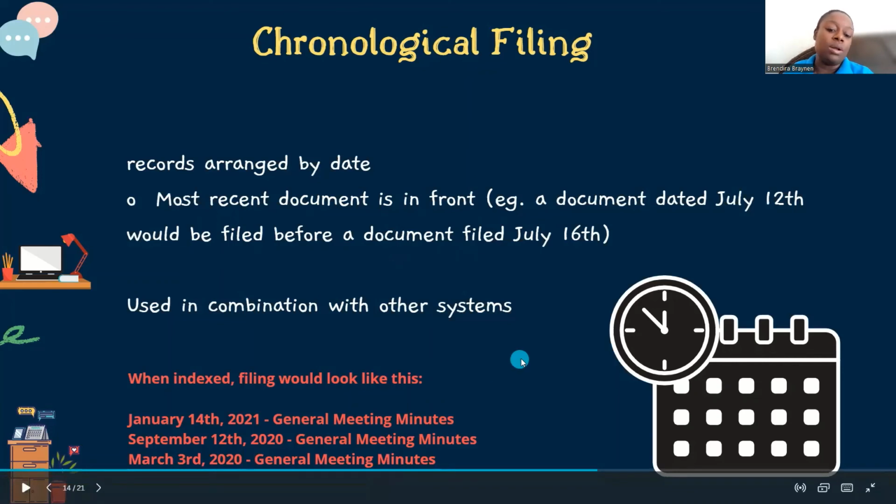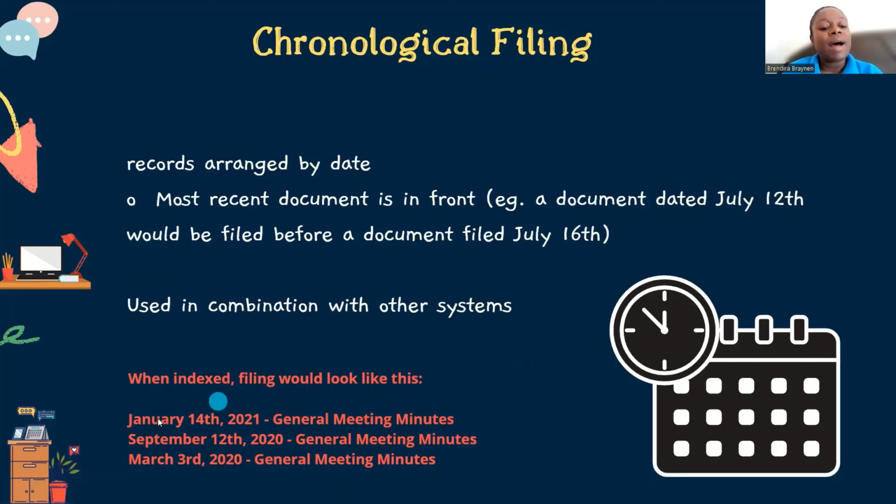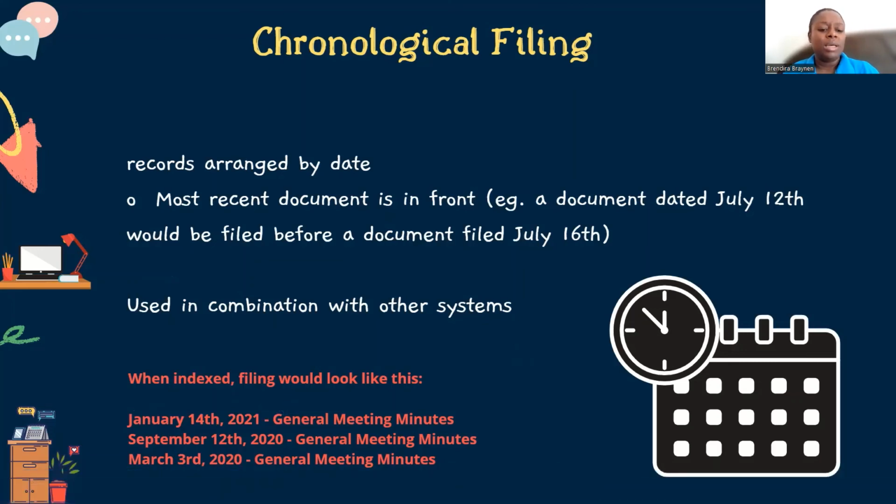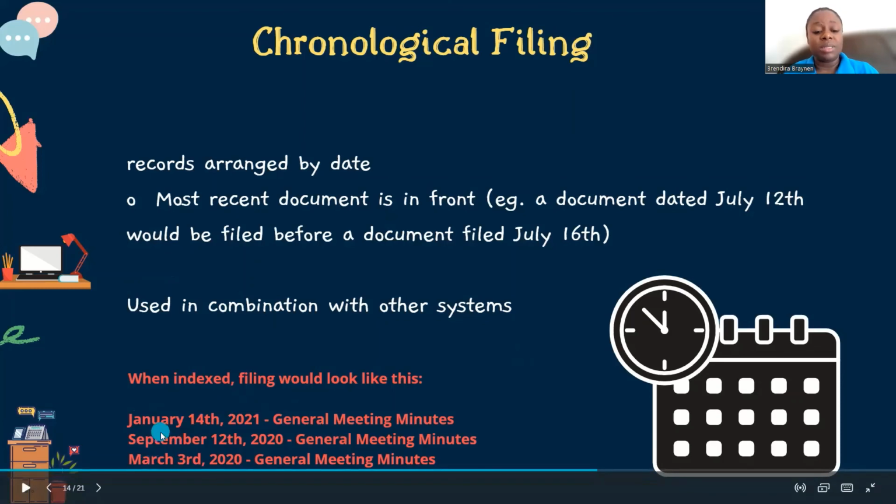Let's say we have general meeting minutes, different general meeting minutes folders. We can file it according to date. When we're looking and comparing numbers, yes, March comes before September, but we start by looking at the date first. The most recent date of all the three documents is 2021. And so that means this is going to be the first file in the drawer, because it's the most recent.